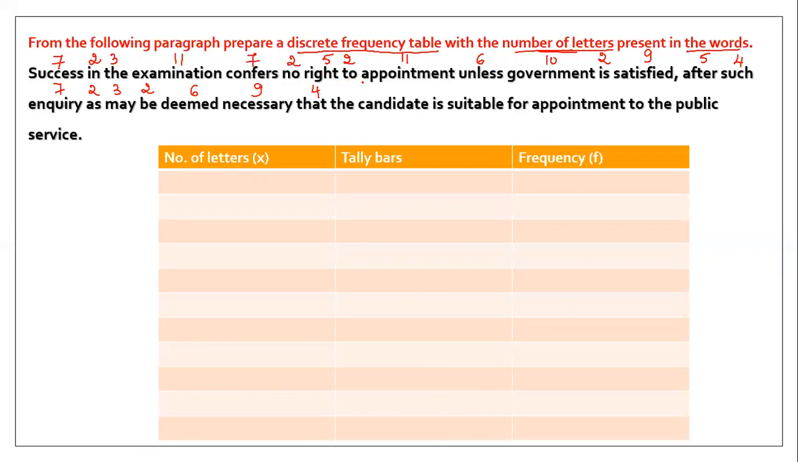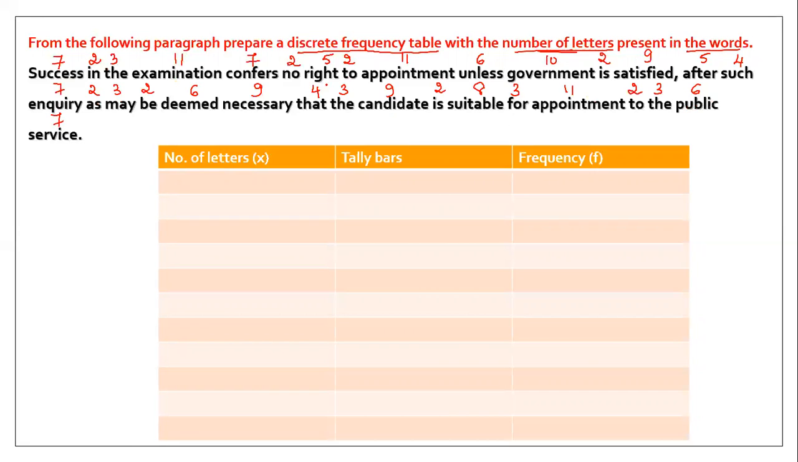That we have 4. The we have 3. Candidate we have 2, 4, 6, 8, 9. 9 letters. Is we have 2. Suitable we have 2, 4, 6, 8. 3. Appointment we have 11. Okay, for to we have 2. 3. Public we have 6 letters. Service we have 7 letters.